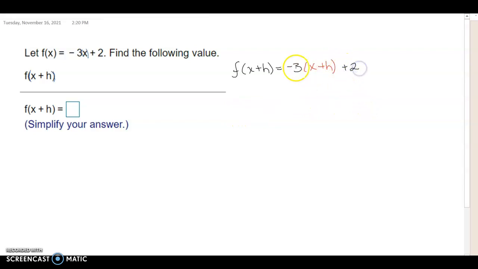plus 2. And I'm assuming they're going to want you to distribute that 3. So it would be -3x minus 3h plus 2. And because those are not like terms, we cannot combine them. So that would be your final answer, -3x minus 3h plus 2.